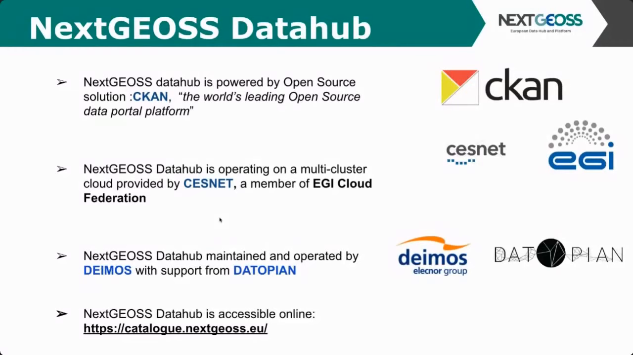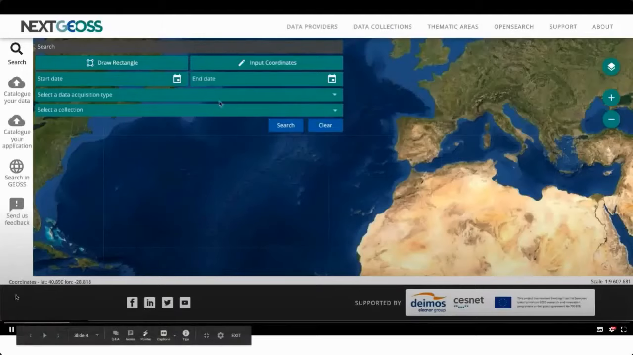Right now, the NextGEOSS Data Hub is operated and maintained by Deimos with support from the Ethiopian. Jovanka, she's representing the Ethiopian today, and she will explain some specific features of our Data Hub. You can access this Data Hub online at catalog.nextgeoss.eu. So feel free to do that and explore yourself and give us some comments even while you are in this webinar. I would play some videos to get you familiar with how some of the functionalities are made available.